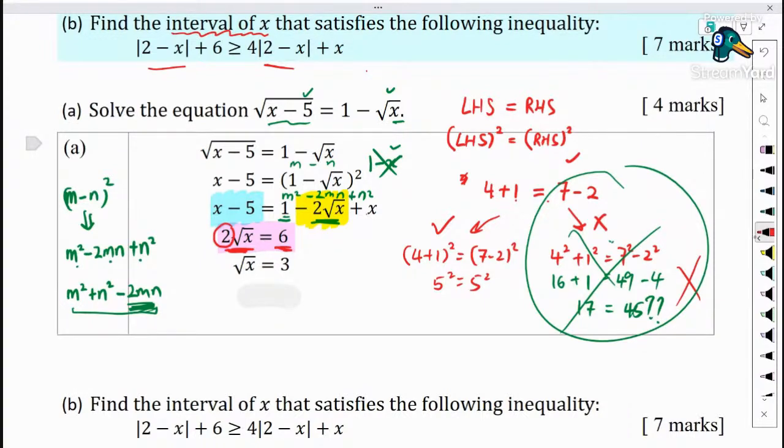So from here, we divide by 2. I have square root of x equals 3. Then squaring both sides once again, I have the answer equals 9. Therefore, this is the only result that we have. I believe most of you, when you see this final result is positive, directly write down that this is the answer. But actually, you need to double check whether this result is a proper result.